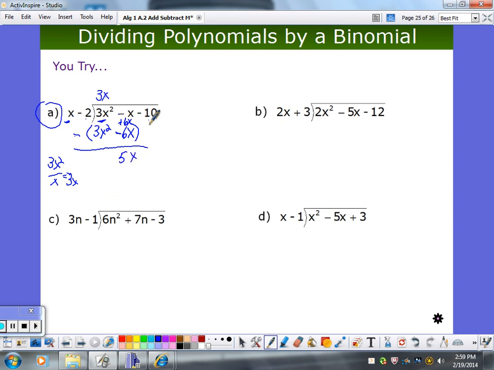And then I do a bring down. Right? Go again. x times what is 5x? Then I do a multiply step. 5x, 5 times negative 2. And then I do a subtract step. Well, 5x minus 10 minus the same exact thing is 0. So there I go. I'm done.